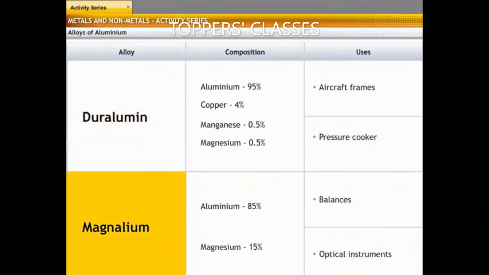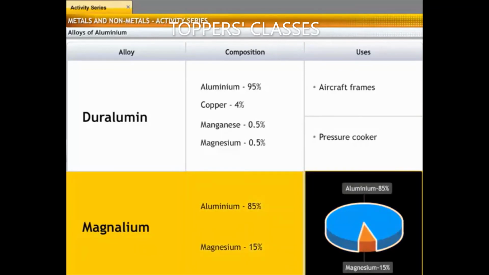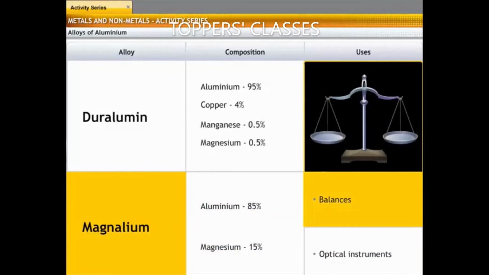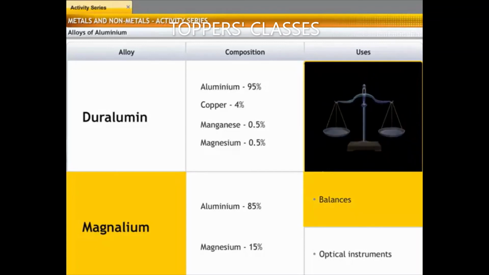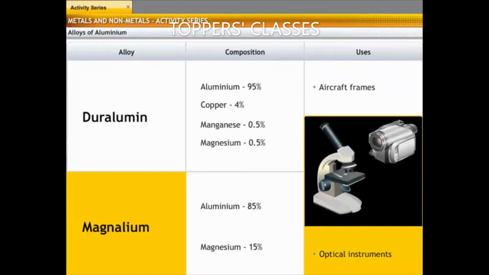Magnalium is an alloy of aluminium and magnesium. Although weak and soft in elemental state, magnesium combines with aluminium to produce some alloys that are useful in engineering materials. Magnalium is composed of 85% of aluminium and 15% of magnesium. Magnalium is used in the making of balances because of its high structural strength and resistance to corrosion. It is also used in the making of optical instruments like cameras and microscopes due to its lightweight and resistance to corrosion.